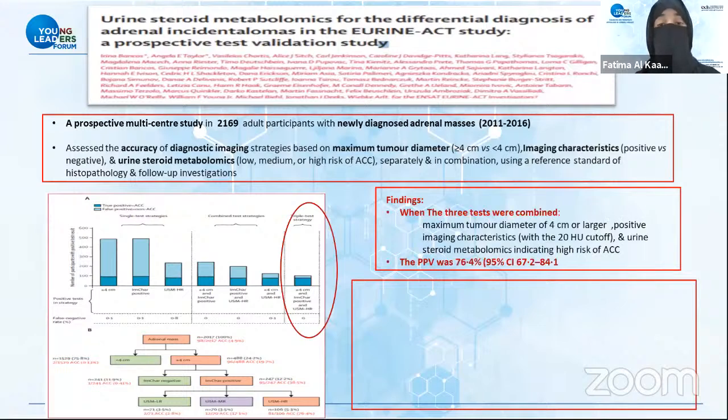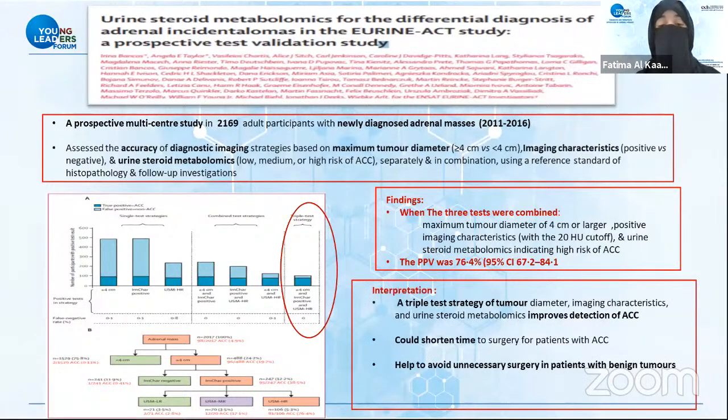And the finding was, when the three tests were combined, the maximum tumor diameter 4 centimeters or larger, the image characteristic with Hounsfield units above 20, and the steroid metabolomics indicating high risk of adrenal cortical carcinoma, the positive predictive value was 76.4% to detect adrenal cortical carcinoma.